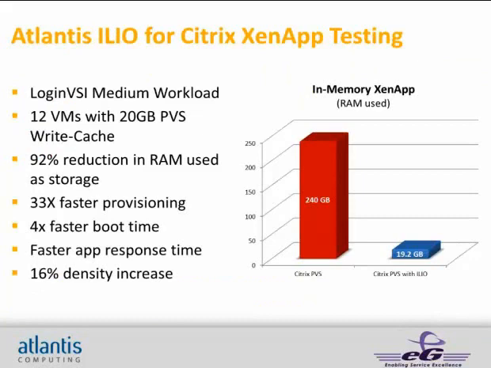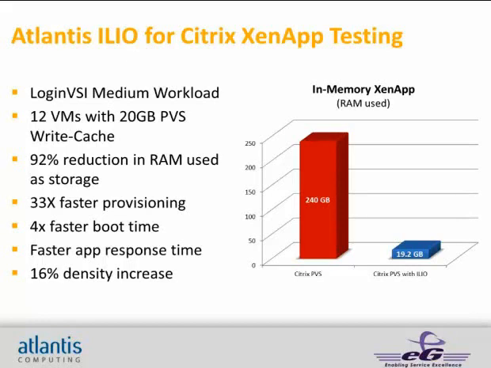So here's a very quick example of a typical XenApp deployment with the Atlantis IO technology underpinning it. We've used the industry standard Login VSI benchmarking tool to do this analysis. First, we make it possible to run the XenApp servers completely from memory. It's running from RAM by performing all those storage optimizations that I just described on the PVS write cache.